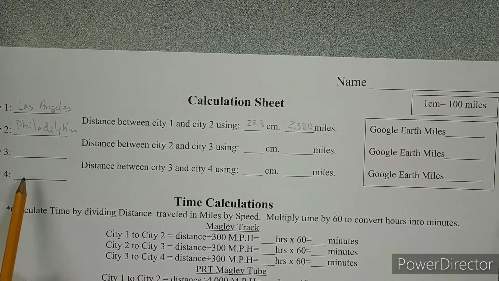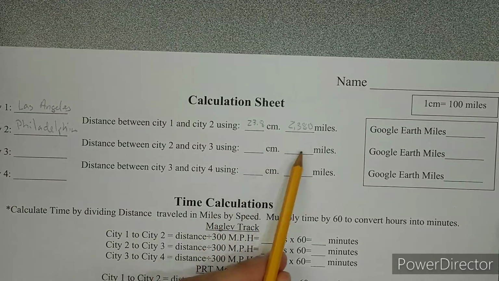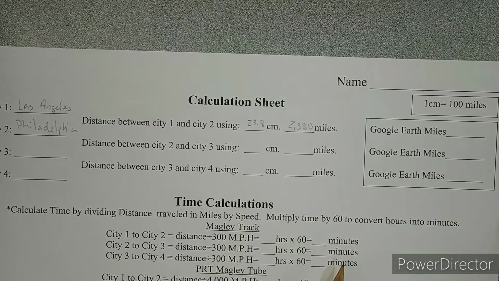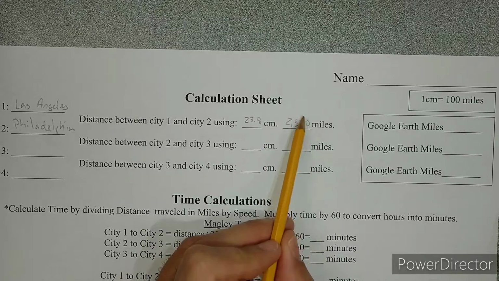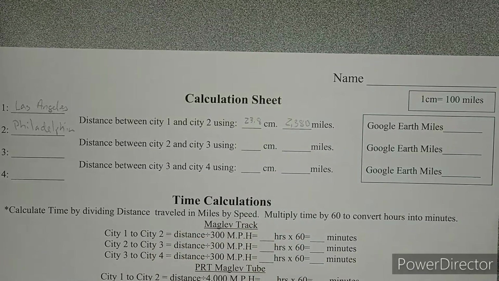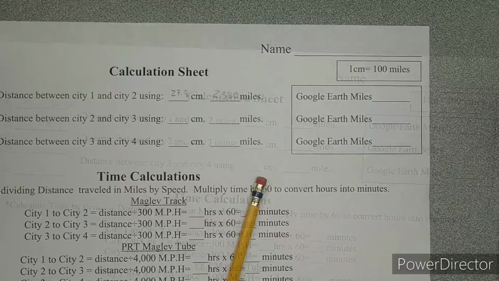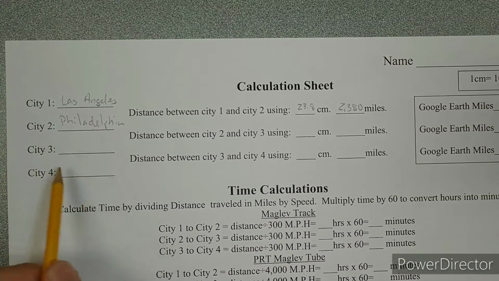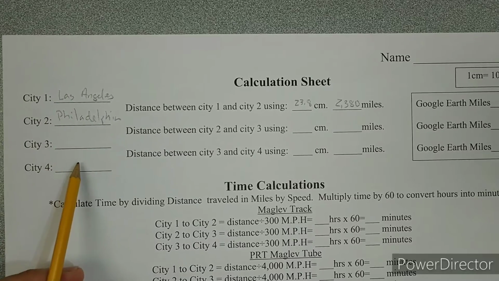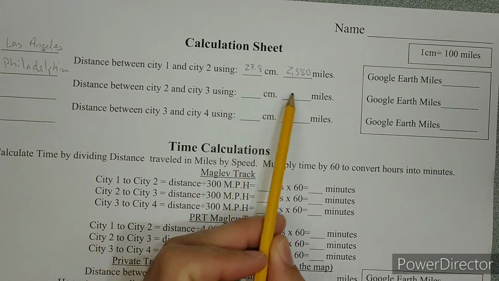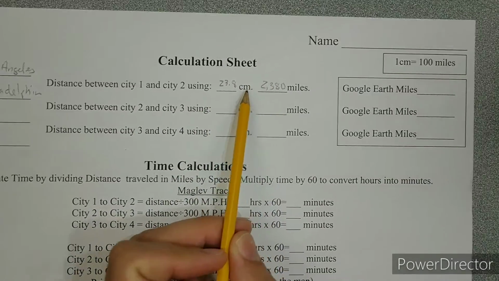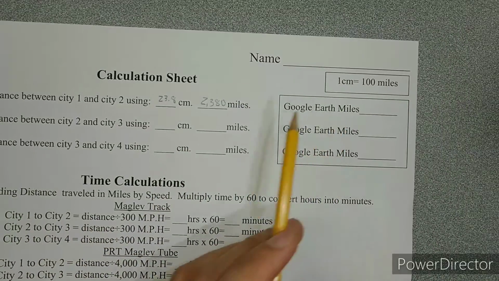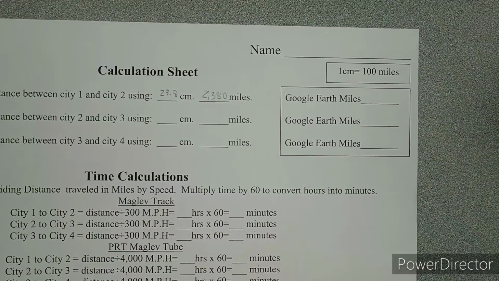You would obviously have your other 2 cities here, measure the distance between them, and figure out how far they are. Now that you've completed your cities, right? So I don't have mine completed, but you'll have all 4 of your cities that you're connecting. You'll measure the distances. Remember, you multiply by 100 here. You need to figure out what their actual distance is in the real world.